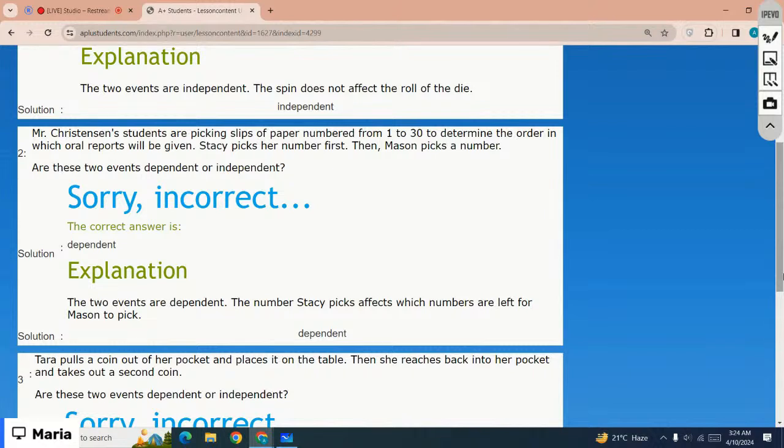They are dependent events, right? Stecky picks her number first. Now the rest of them can't pick the first one. So the outcomes of the second event are dependent on the first one. They are dependent events.